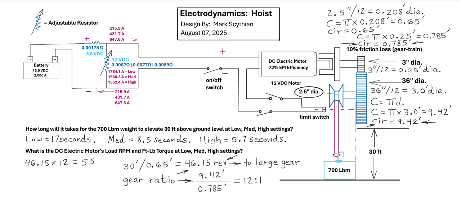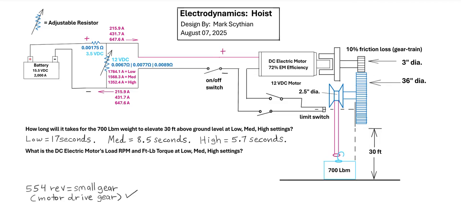So that means if we multiply 46.15 times 12, it would take the output drive gear 554 turns in order to lift the object, the 700-pound object, 30 feet. So we know now as a constant it's 554 revolutions of the small gear, which is the motor drive gear.